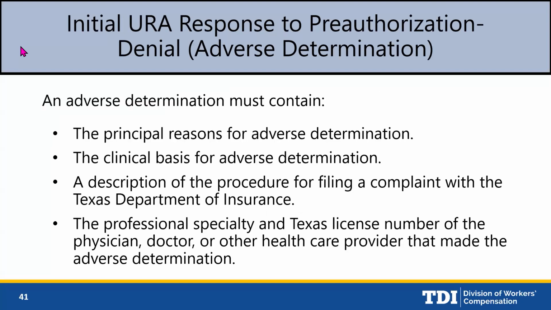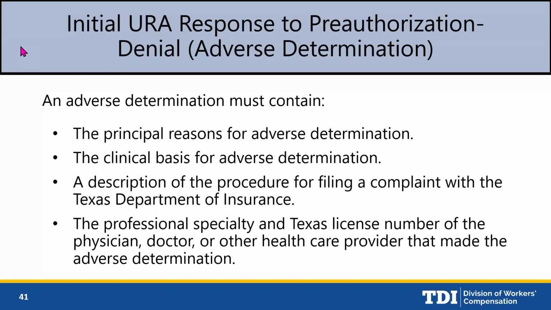And the URA has to put together their adverse determination with certain elements. It must contain the principal reasons why they think it's not medically necessary and why they issued that adverse determination. What are the principal reasons and what is the clinical basis behind their decision? Remember, we've got a similar specialty provider on the other end at the URA with a Texas license.